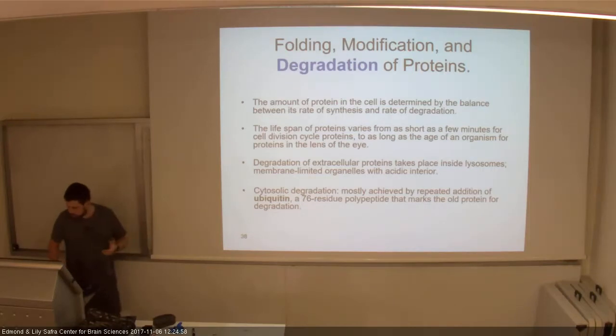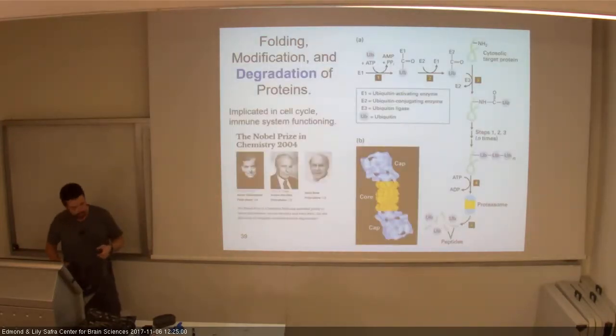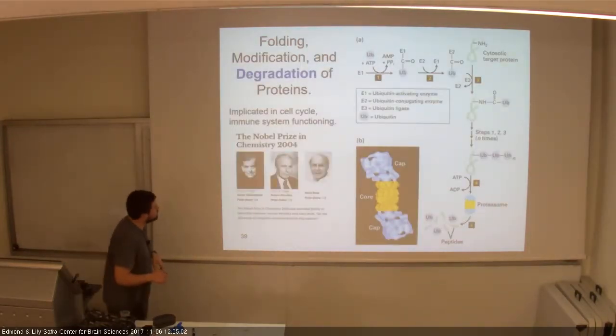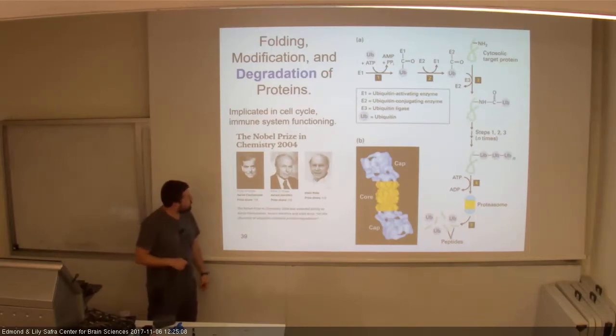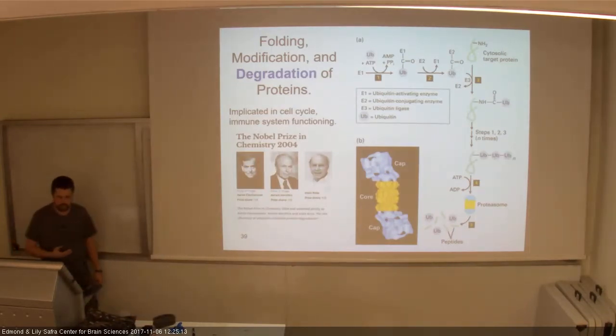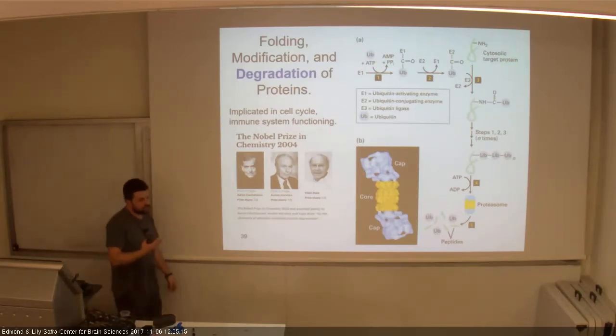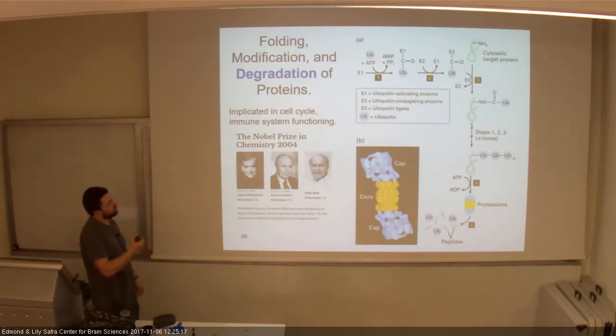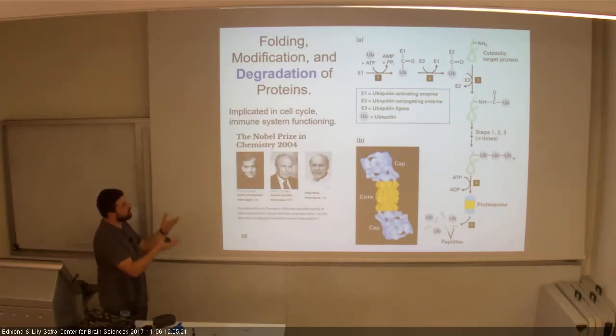And this protein won its discoverers a Nobel Prize, Aaron Ciechanover, Avram Hershko, and Irwin Rose, in 2004. They won the Nobel Prize in chemistry for the discovery of ubiquitin, and actually the discovery of the mechanism by which the majority of proteins end their life.